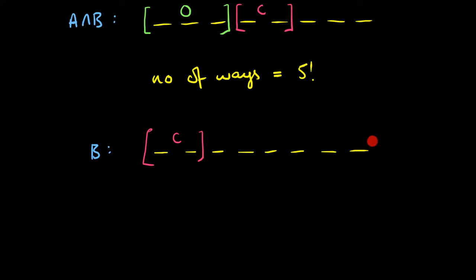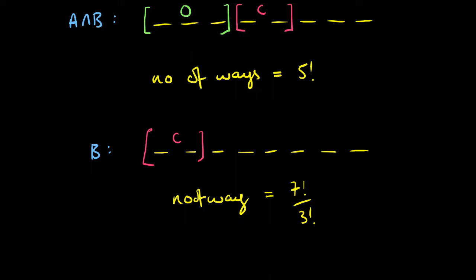But of these remaining items, I've got 3 O's which are repeated. So what I need to do is I say, okay, the number of ways here is equal to 7 factorial divided by 3 factorial.